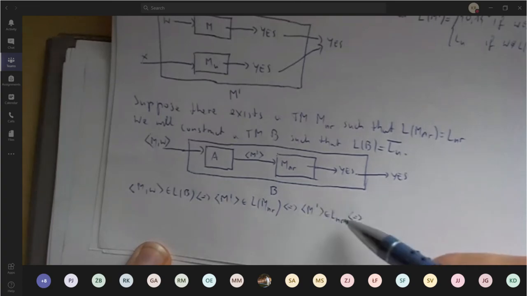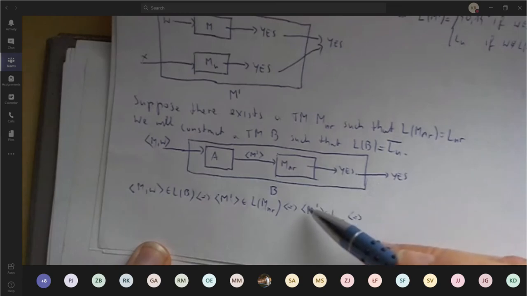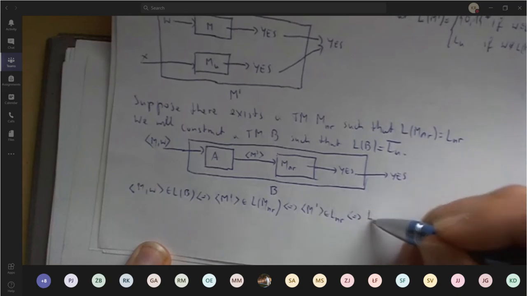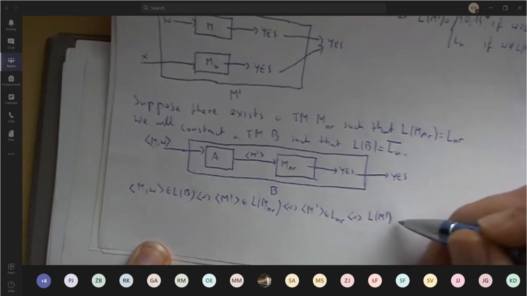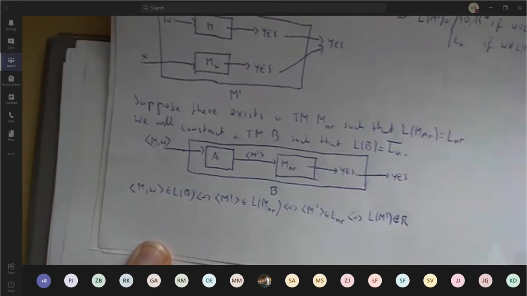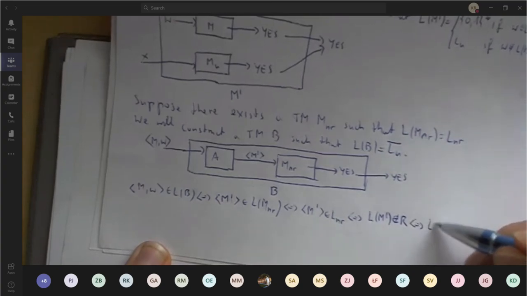So this language belongs to M and R by the definition, and the language of this machine is not recursive. But there are only two options for this language. It is either the set of all strings, which is of course recursive, or the universal language. So the first option is unavailable because it is recursive, and we know that this language is not recursive. So it must be the second option. So L of M prime must be the universal language.